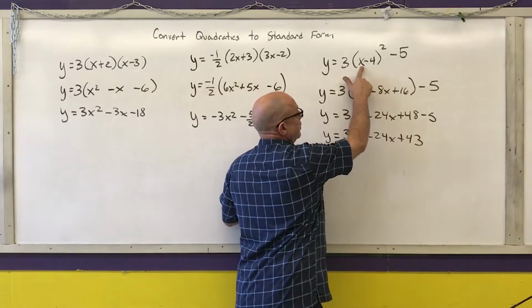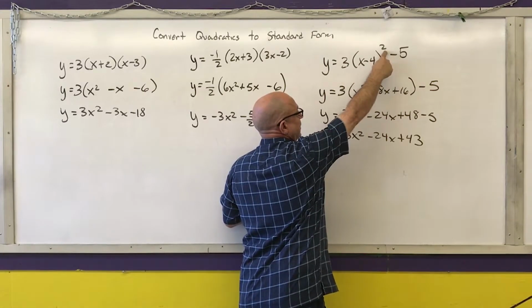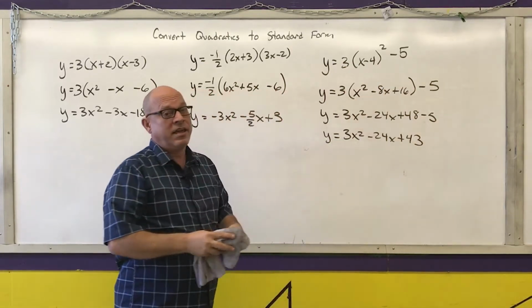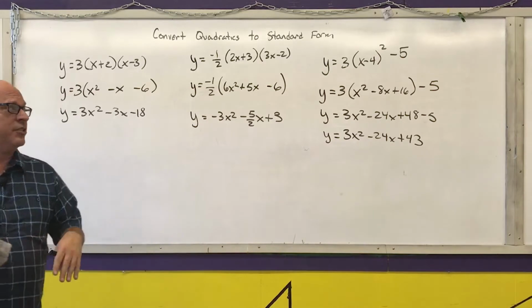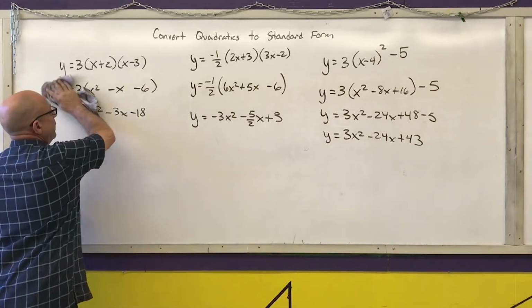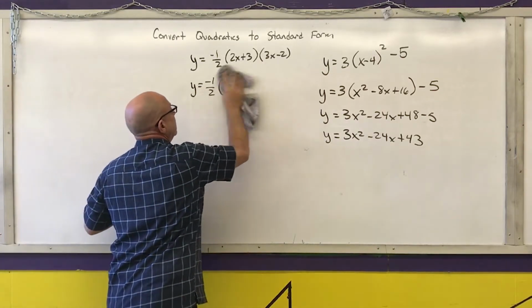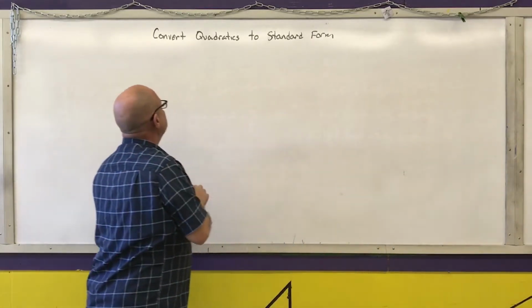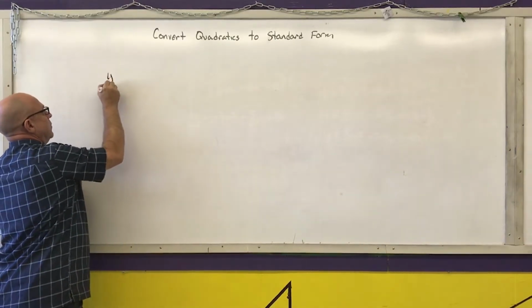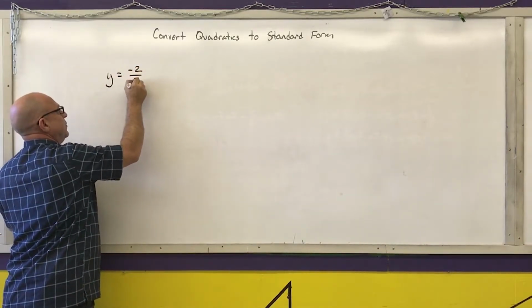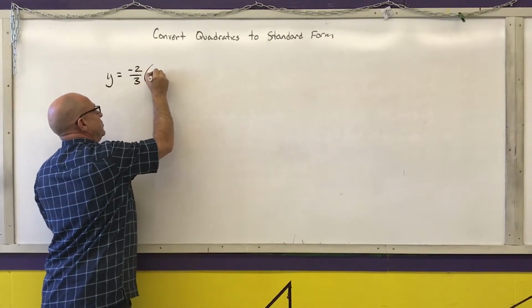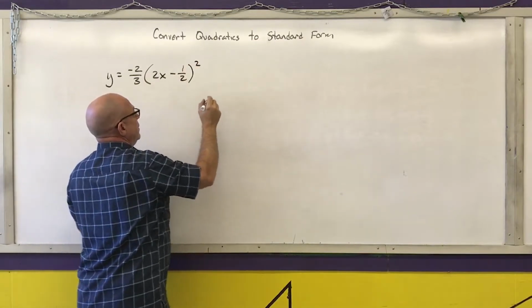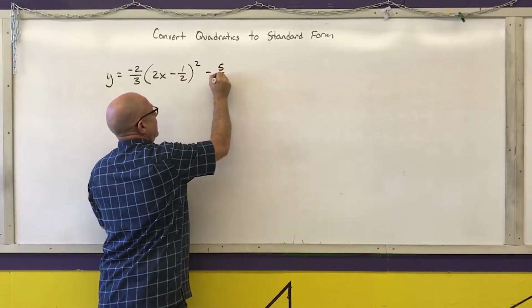Put a 0 here. Negative 4 squared is 16. 16 times 3 is 48. 48 minus 5 is 43. Okay, multiple ways to come up with the same information. I'm going to do one more of those squared patterns. y equals negative 2/3 times 2x minus 1/2 squared minus 5/3.